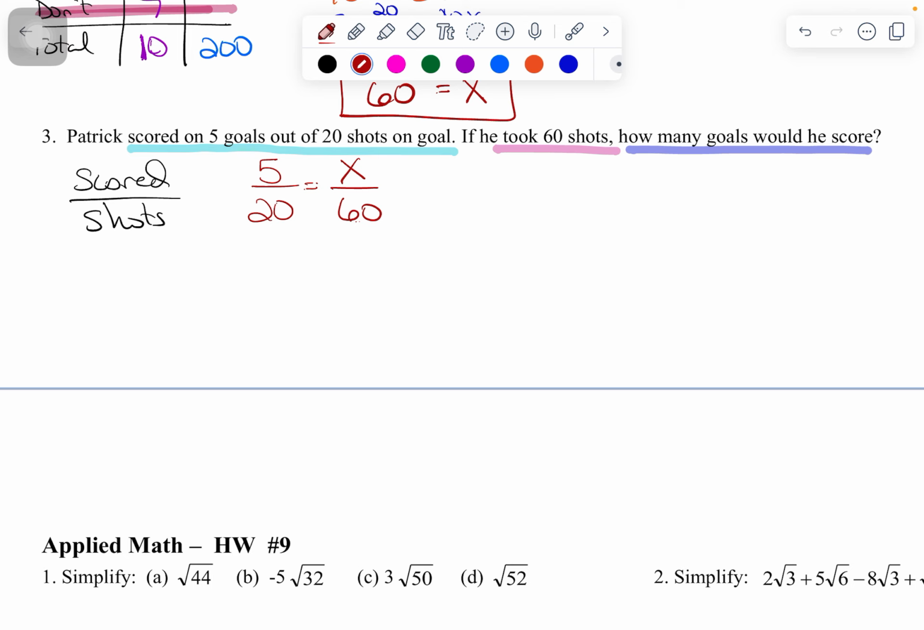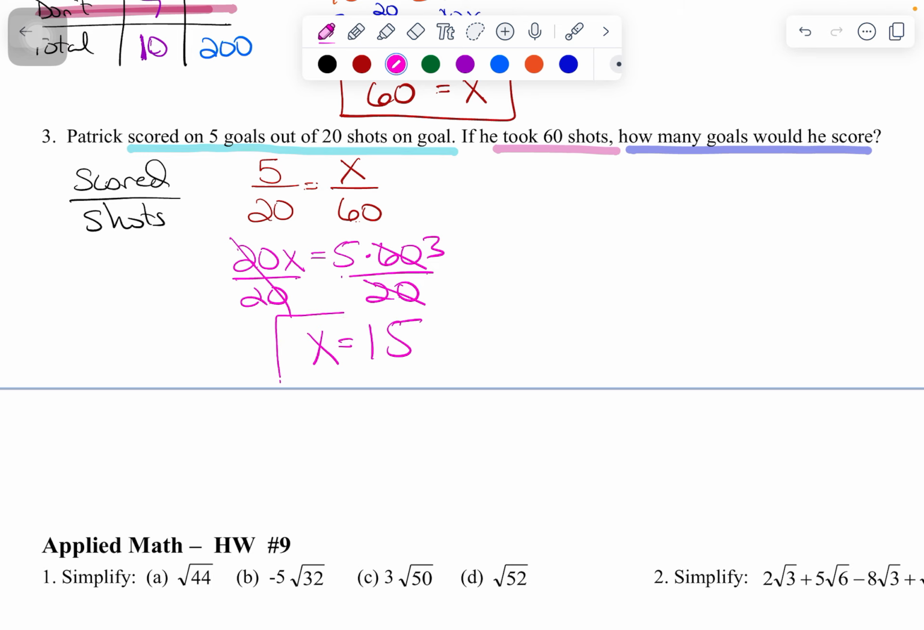So 5 over 20. Every 5 shots out of 20, he's making a score in there, and then X out of 60 total shots. So cross multiplying here, I'm going to get 20X equals 5 times 60. I'll go ahead and divide both sides by 20 here. So let's see, 20 goes into 60 3 times, so that's going to leave us with 5 times 3, which is 15. All right, so that was a quick one on just those 2 word problems. As always, let me know if you have any questions or concerns.